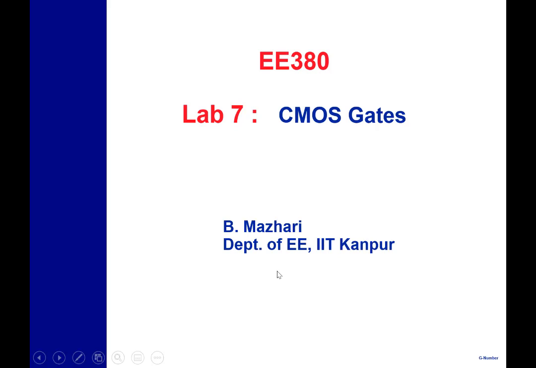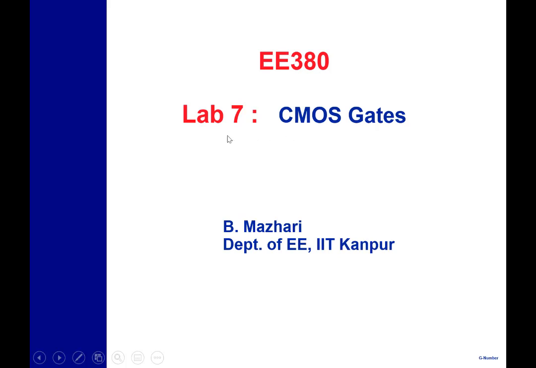All right, so let's look at lab number 7. In the last couple of labs, we were looking at basically analog circuits. So in this particular lab, we'll look at digital circuits and the elementary gates like NOT gate and NAND gate and all that. These are the basic building blocks of digital circuits. And most of the digital circuits are implemented using complementary MOS technology. So we'll look at that.